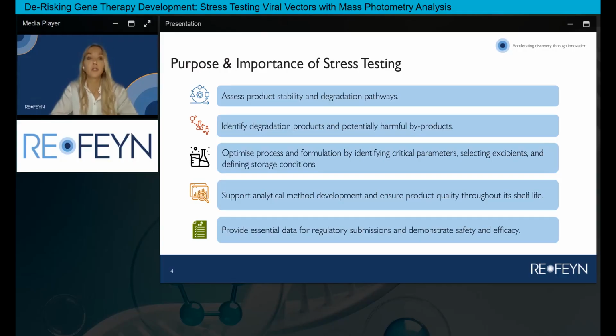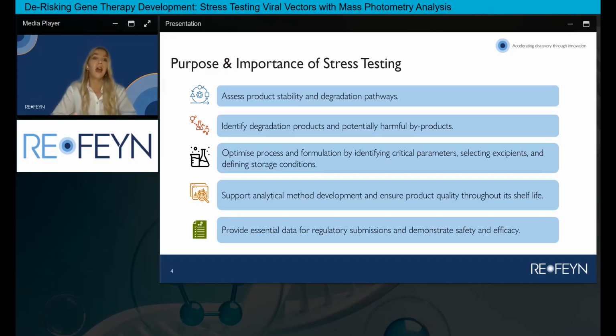For example, when we expose viral vectors to some elevated temperature, we may see that the capsid starts breaking down, and this immediately tells us that temperature control is critical. But it's not only about stress testing and understanding the degradation pathway, it's also about understanding what the optimal conditions are for those viral vectors and how we can optimize the process and the formulation by identifying those critical quality parameters, selecting excipients, and defining the storage conditions.